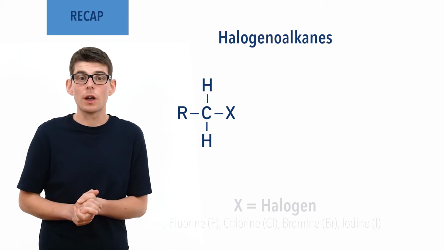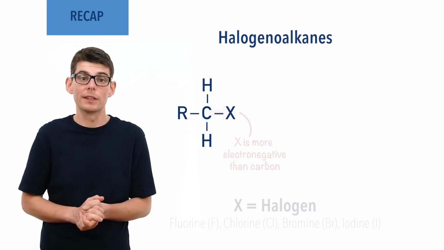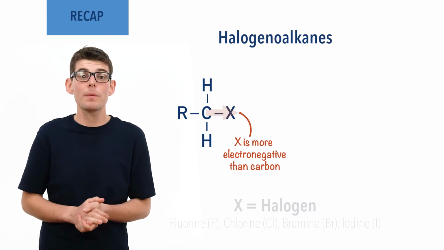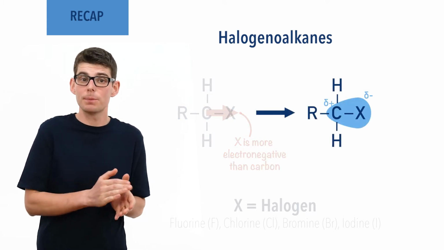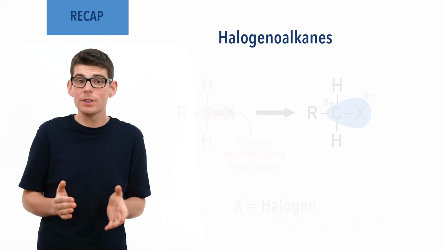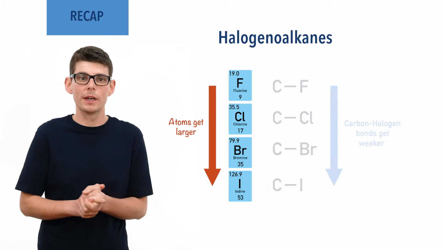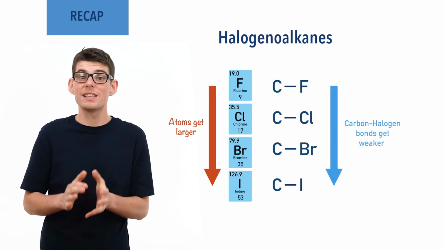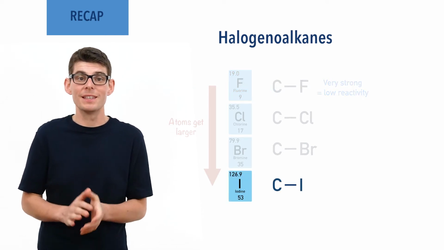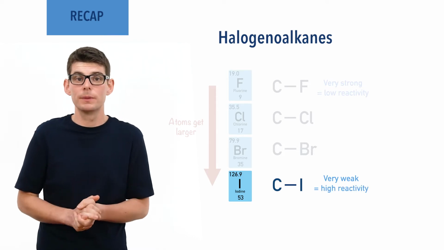Apart from with iodine, the carbon-halogen bond in a halogenoalkane is polar due to the halogen's high electronegativity and carbon's low electronegativity. This polarity leaves the halogen with a partial negative charge, and the carbon it is bonded to with a partial positive charge. As halogen size increases down group 7 from fluorine to iodine, the covalent bonds they make to carbon get weaker. This means a carbon-fluorine bond is very strong and has a very low reactivity. A carbon-iodine bond, however, is much weaker and more easily broken, making iodoalkanes quite reactive.